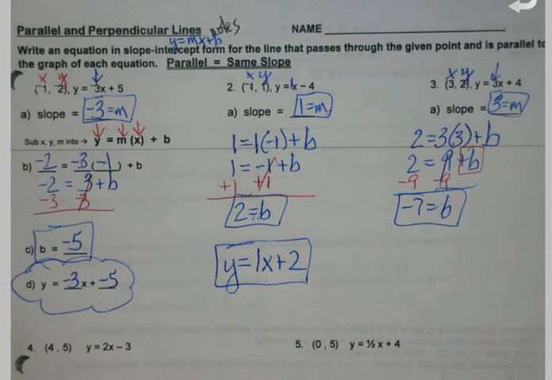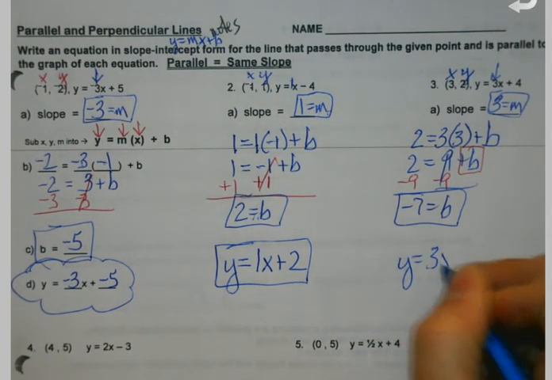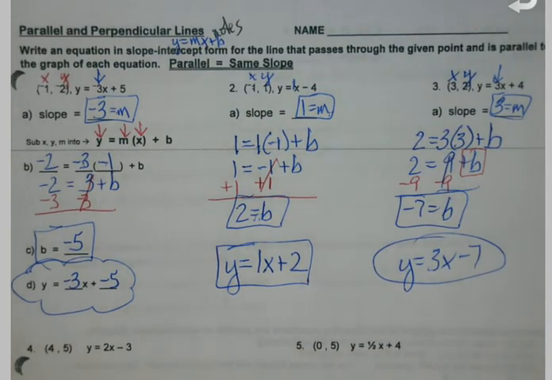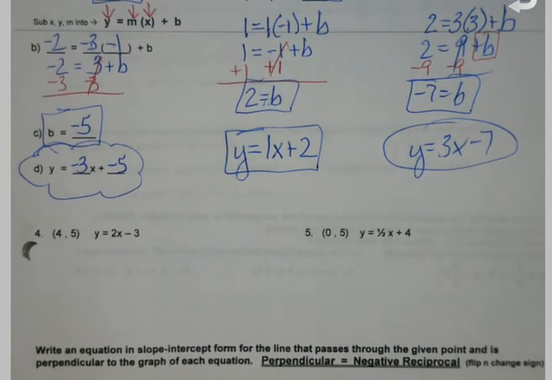Get my b set there. y equals 3x, y equals mx plus b. And you could put plus -7, that's okay too. But you just see, it's just kind of getting yourself into a rhythm.